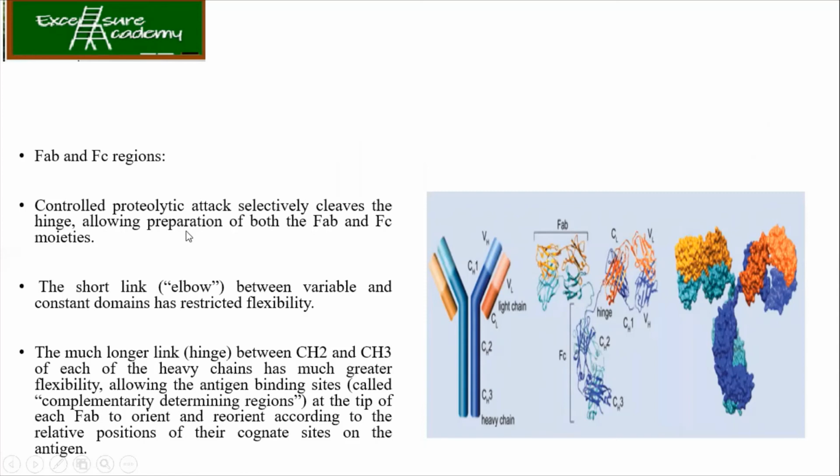The controlled proteolytic attack selectively cleaves the hinge, allowing preparation of both FAB and FC moieties. Now, who does this? It is pepsin and papain. So that's your assignment, to find out which one.